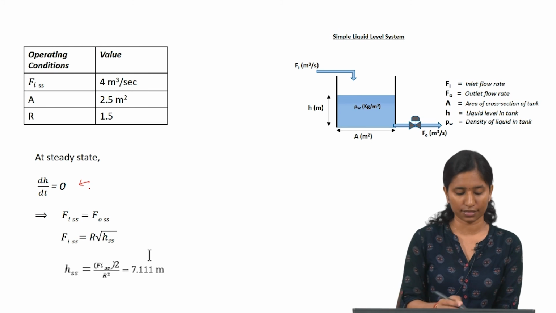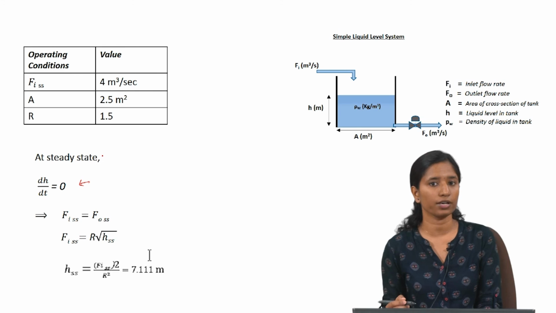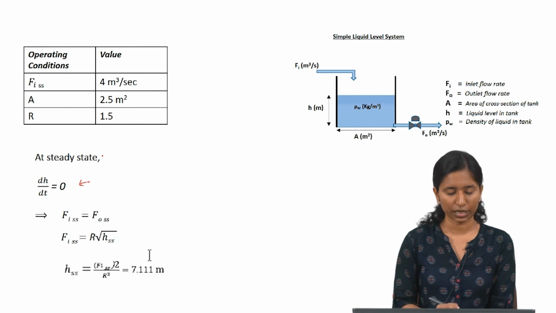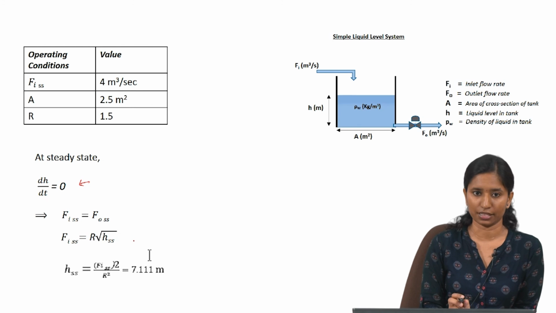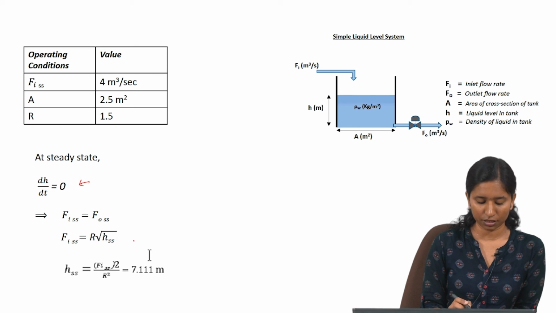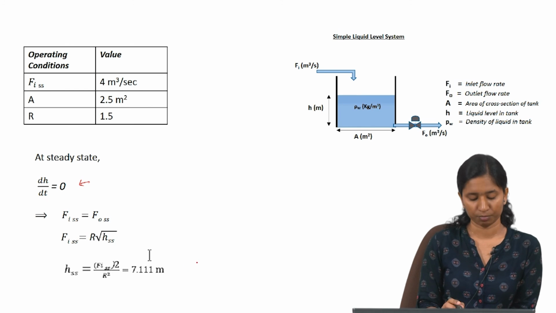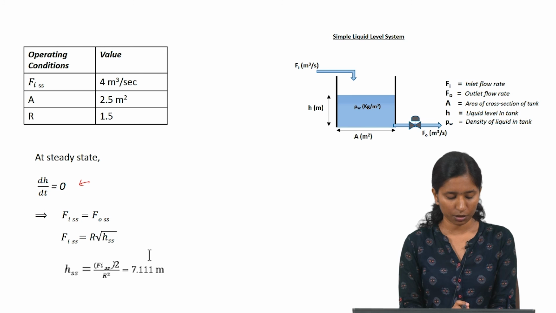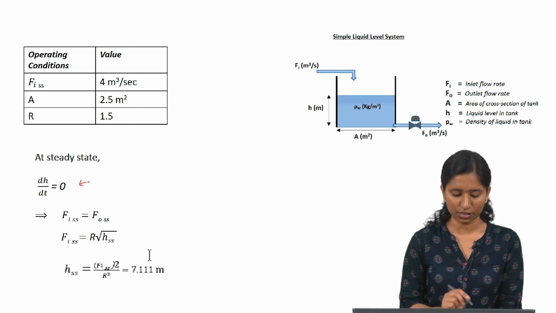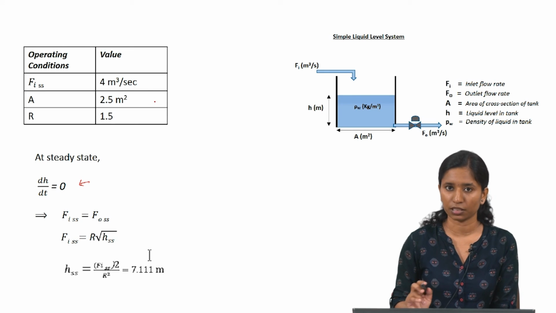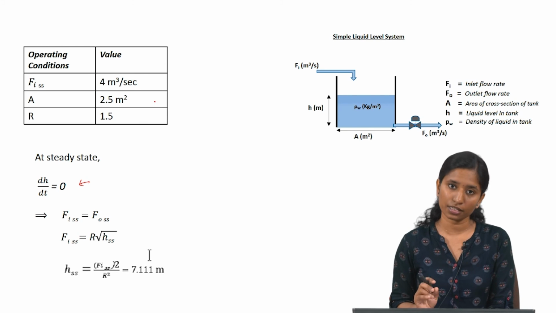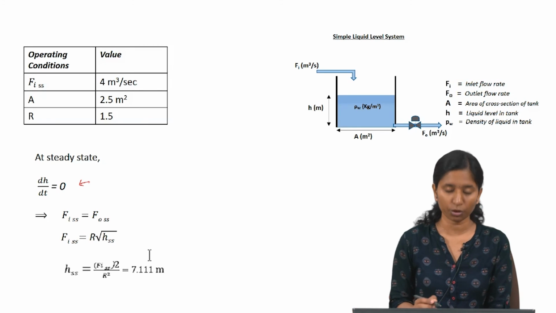Since this is at steady state, we have given a subscript SS to denote it. So, we will get an expression for inflow rate as Fi at steady state is equal to R into square root of height at steady state. From this, we will get the expression for height at steady state as Fi at steady state the whole square by R square, and the value that we get is 7.11 meters. So, for the given operating conditions and the given value of parameters of the process, the steady state value of the height of the liquid within the tank is calculated to be 7.11 meters.